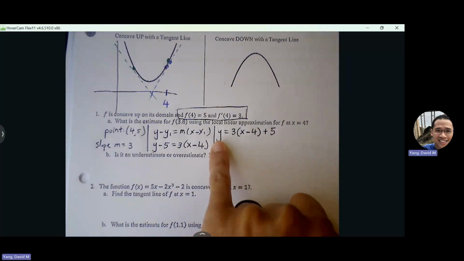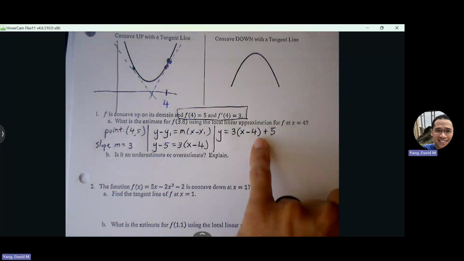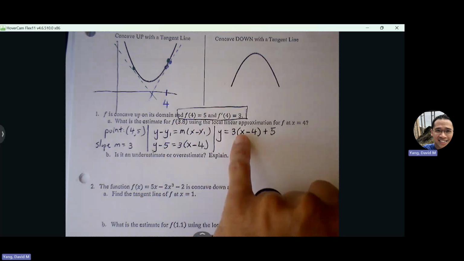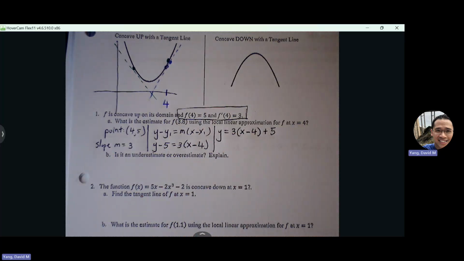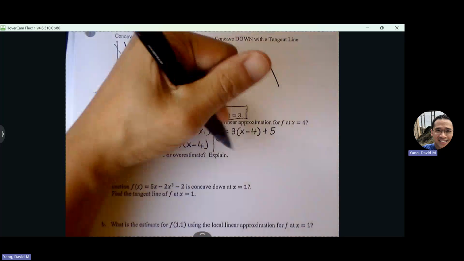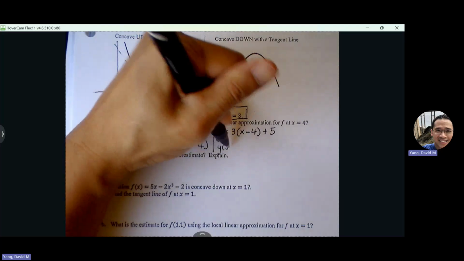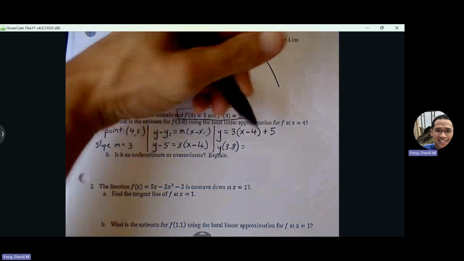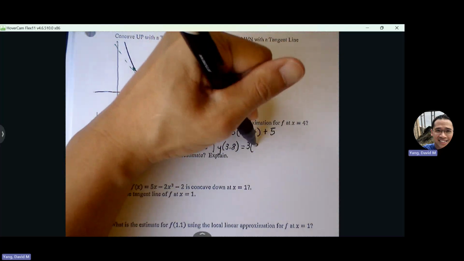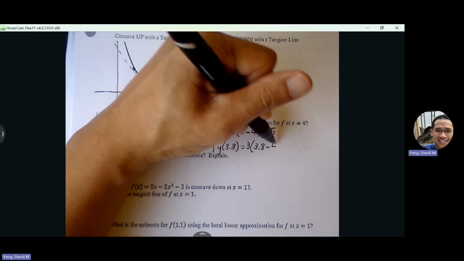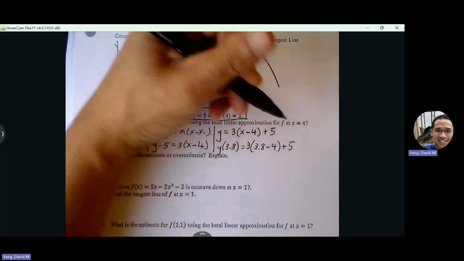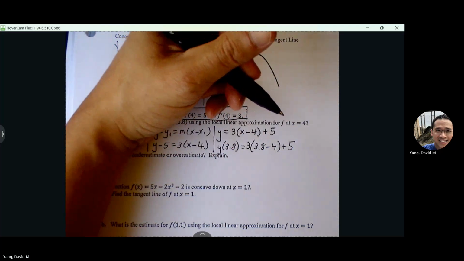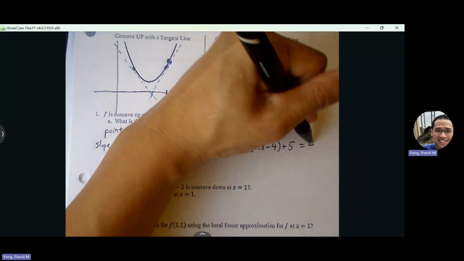If you can get your equation into this form, then we just plug that 3.8 in, and then we're done. That's all we're doing. Just plug that 3.8 in, and then we have our approximation. So we say y of 3.8 is equal to 3 times 3.8 minus 4 plus 5, which is equal to 4.4.